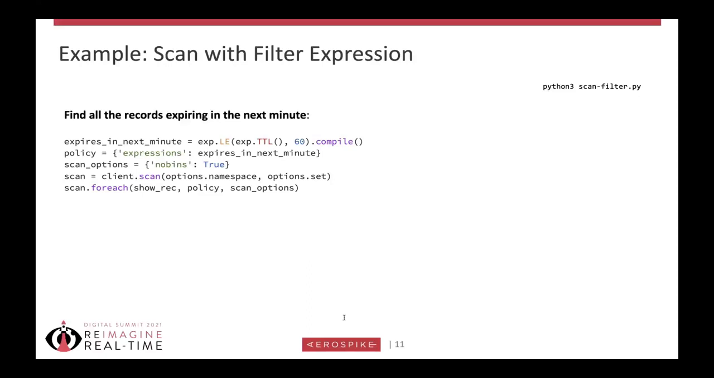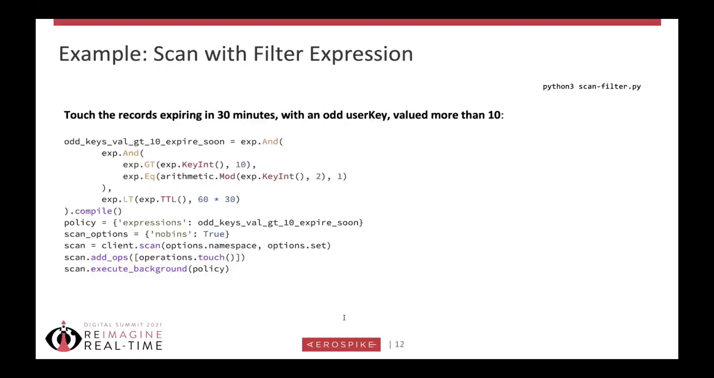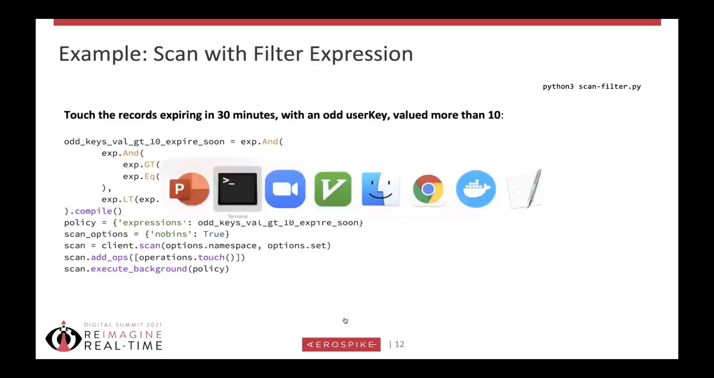And we're going to do a regular scan, so the returned records will be the ones that pass this filter. After that, we're going to touch the records that are expiring in 30 minutes that have an odd user key and a value of more than 10. So that's the other batch. And we're going to touch it in this case. So it's very similar to what we had before, and it's, again, going to run in a background operation. So let's run that right now and see what happens.